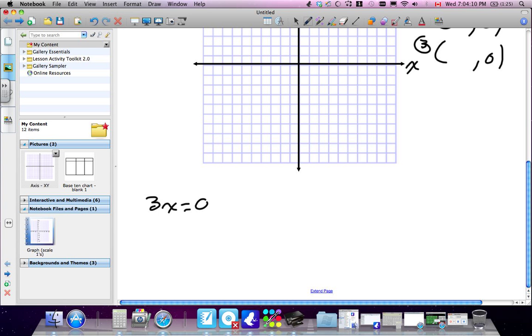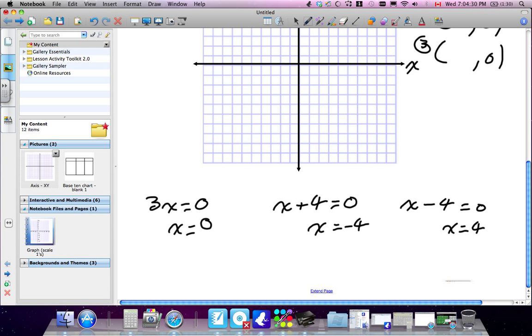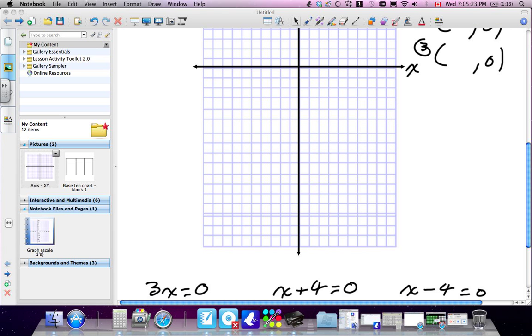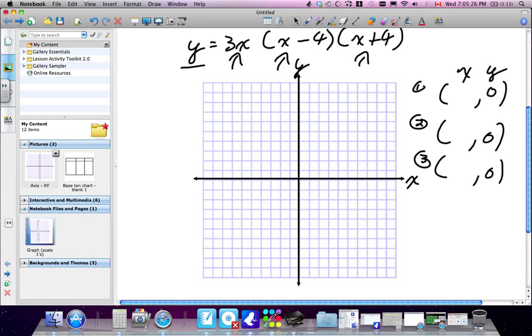So 3x equals 0, x plus 4 equals 0, x minus 4 equals 0. In this case, x is 0, x is negative 4, and x is 4. The way she taught us to find the y-intercept is multiply. Okay, so we have our x-intercepts. We can quickly plot them. What were they? 0, negative 4, and 4.